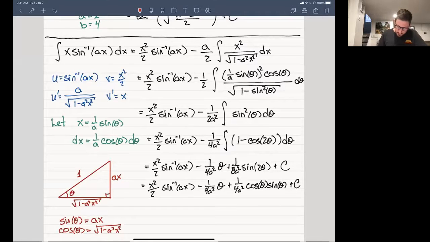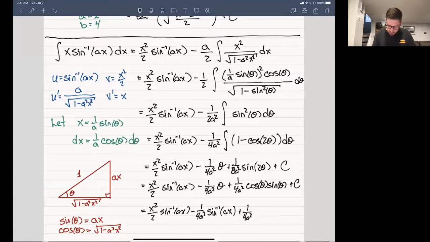And the last piece is that we can invert the sine here in order to get that theta is sine inverse of ax. So what does this all give me? x squared over 2 sine inverse ax minus 1 over 4a squared sine inverse ax. That was the substitution back for theta, plus 1 over 4a squared. Now cos and sine in here, I get ax, and then the square root of 1 minus a squared x squared plus c.